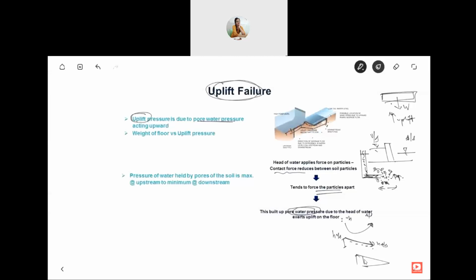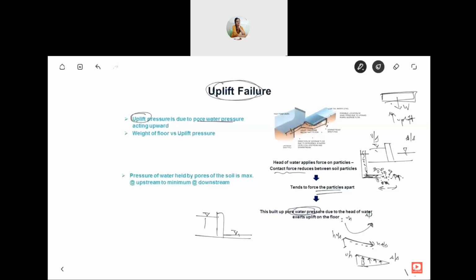So if this is the uplift pressure, if it can be drawn like this, the uplift pressure is maximum at the upstream and very minimum at the downstream, depending on the head of water. So when there is no flow, that is the most dangerous condition. Like when the weir gates are closed, there is maximum water on upstream and very minimum water on downstream. So this is the dangerous condition for which the uplift failure is designed.